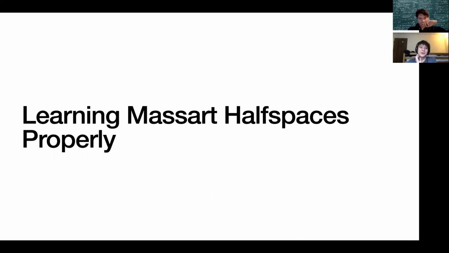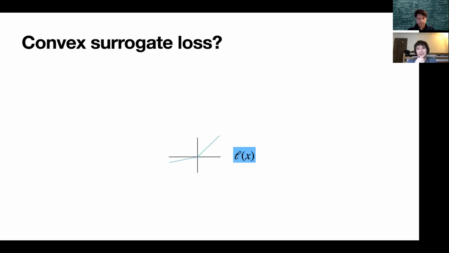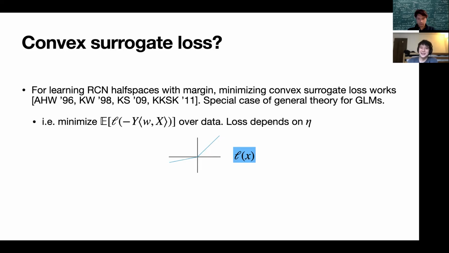Let's keep going. Let me tell you about properly learning a Massart half space. Again, this is in the distribution-independent setting. What is one of our favorite tools in machine learning? We want to optimize 0-1 loss. It's not convex. If you do gradient descent on that, it really doesn't work. So oftentimes we try to come up with a convex surrogate loss. This seems really relevant to learning half spaces in Massart because it actually does work very well for half spaces under RCN.